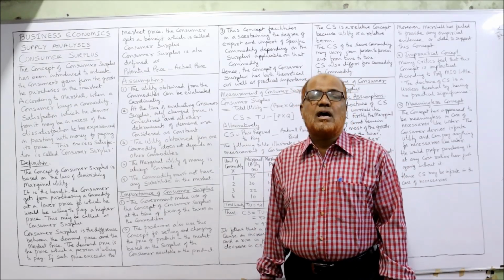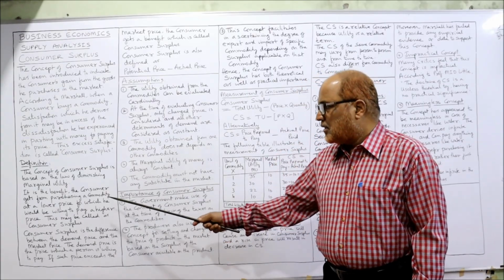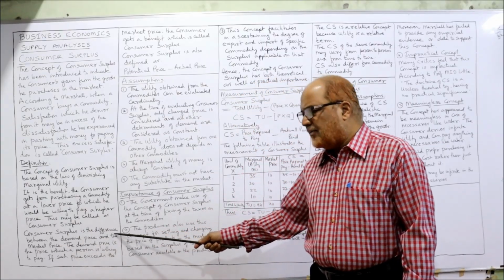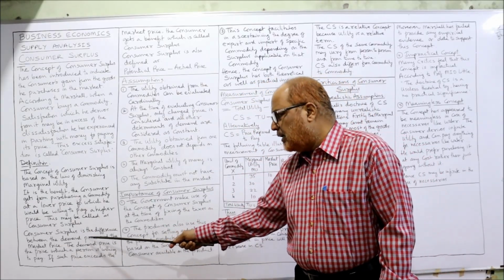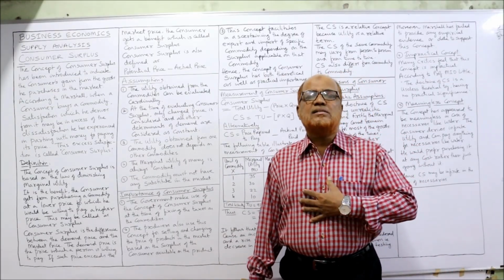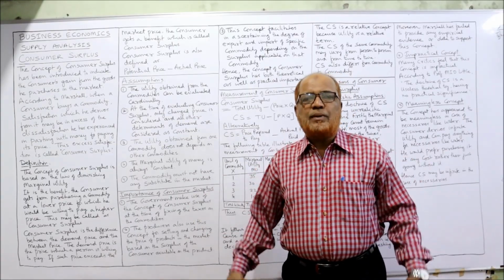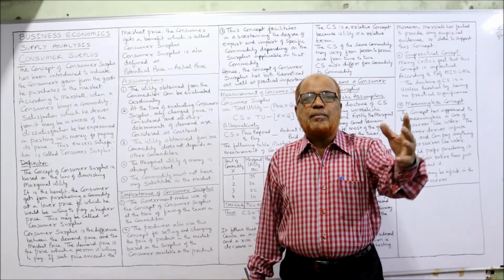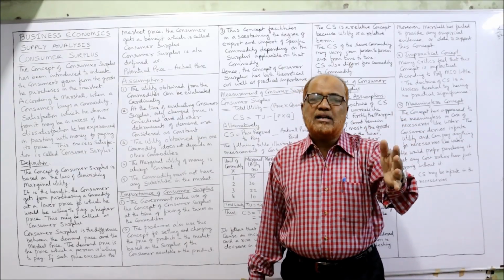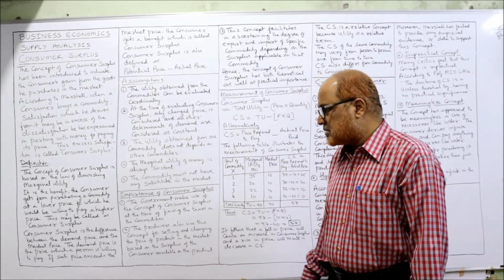Then the excess amount is called consumer surplus. Consumer surplus is the difference between the demand price and the market price. Demand price means the price at which the consumer is willing to pay. I am willing to pay 100 rupees, but the market price is only 80 rupees. The difference, 100 minus 80, 20, is the consumer surplus.